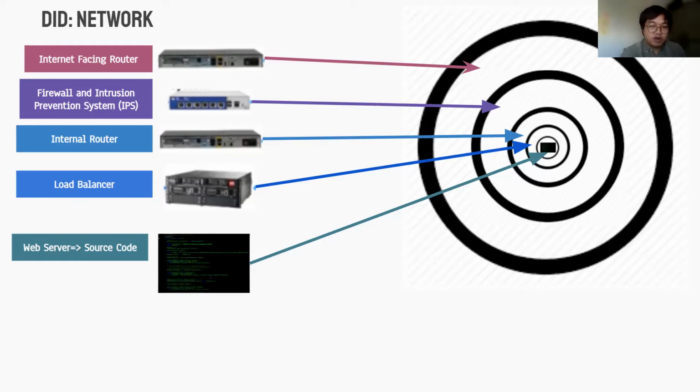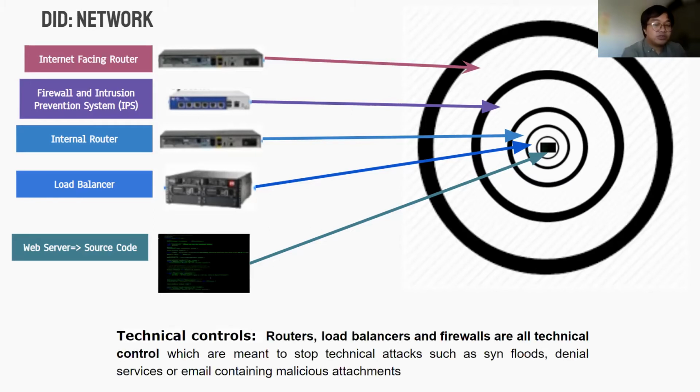So that would be the drawback of that. Technical controls here refers to the routers, load balancers, and firewalls that are actually being used. So this might be tangible, but this does not necessarily refer to physical controls. These are controls that fall under technical controls, and are meant to stop technical attacks such as SYN floods, denial of service, or emails containing malicious attacks.